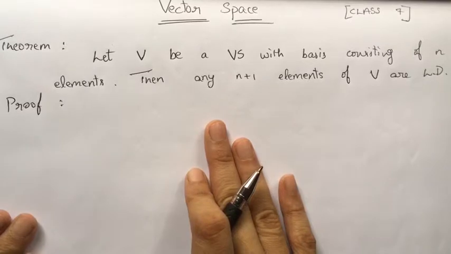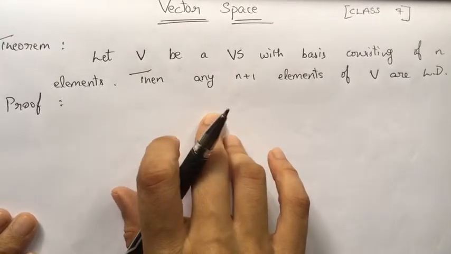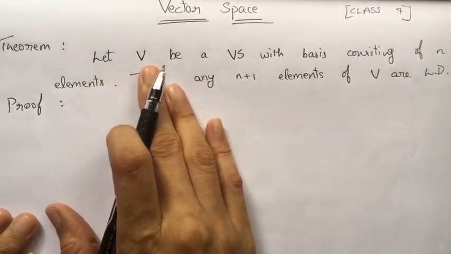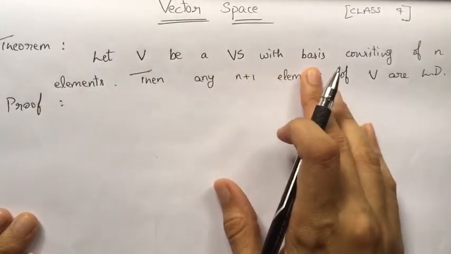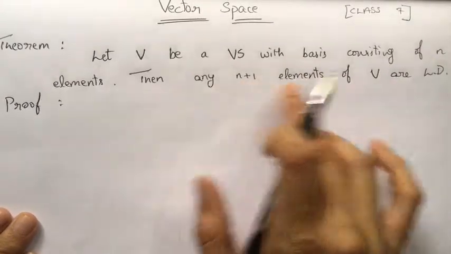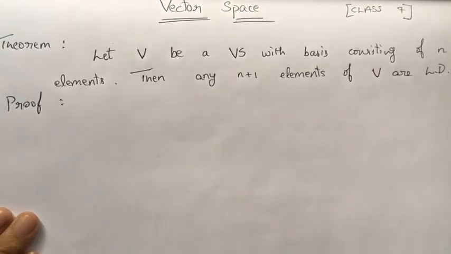Today's class will prove some theorems on vector space. Here is a theorem which states: let V be a vector space with a basis consisting of n elements, then any n plus 1 elements of the vector space V are linearly dependent.